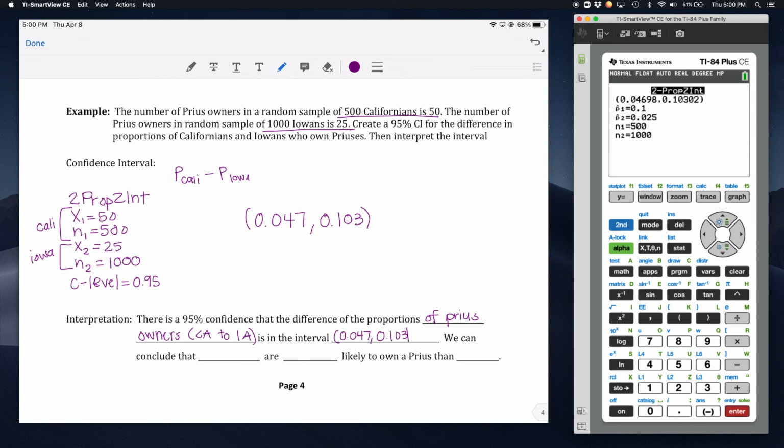So we can conclude that because we put California first, they are more likely. Californians are more likely to own a Prius than Iowans. I'm going to let you guys go ahead and finish that.